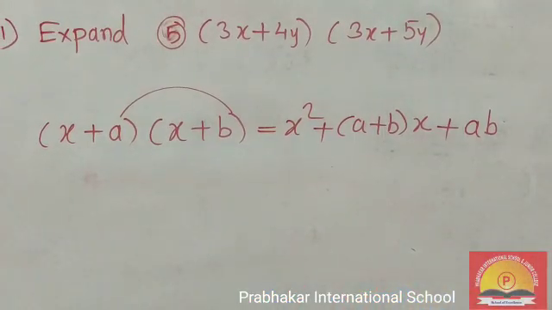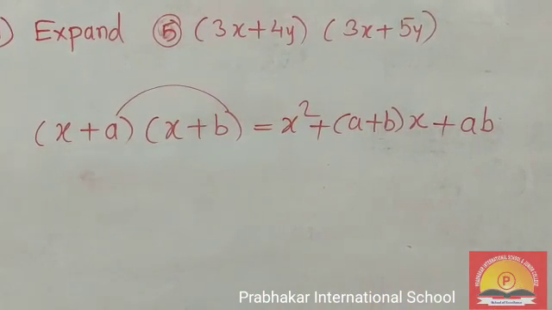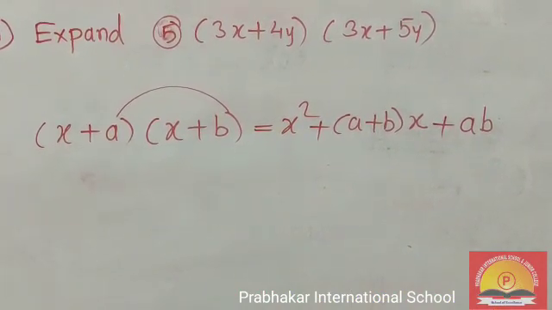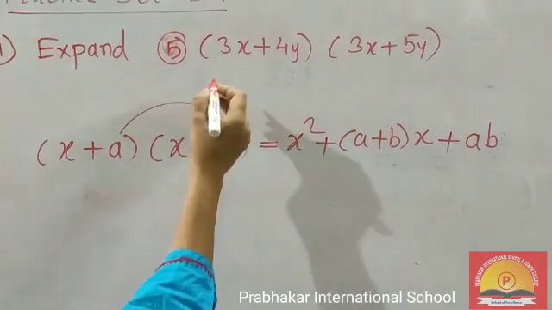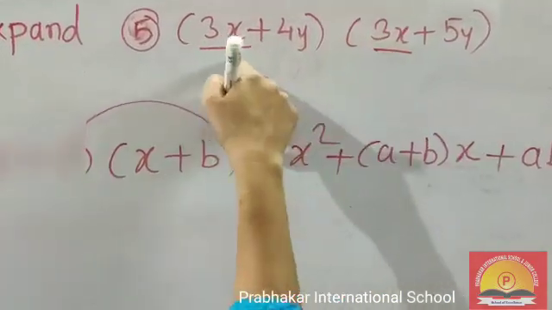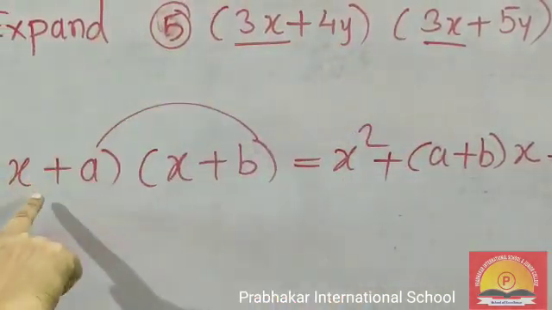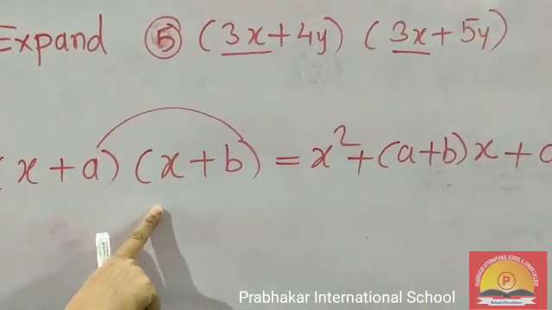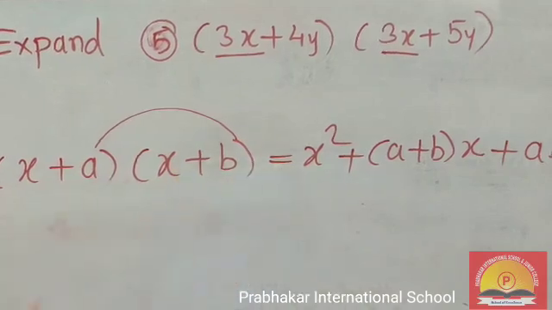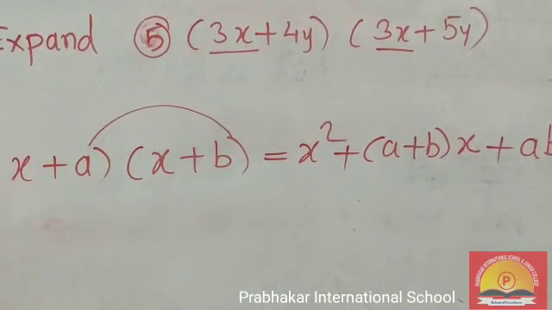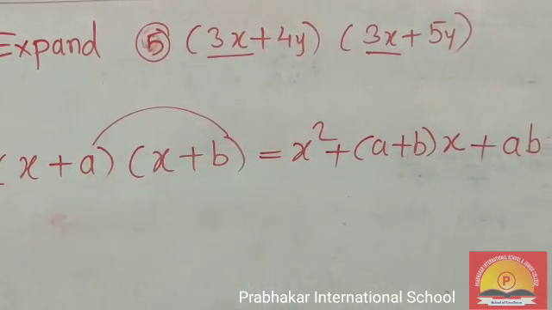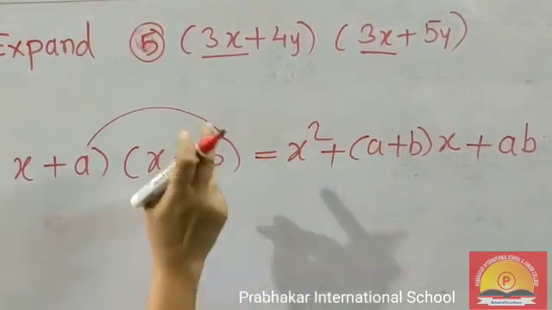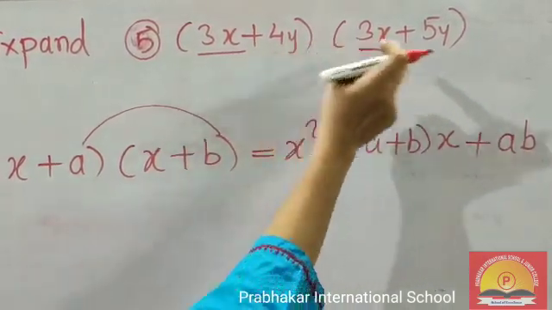Now we will solve question number 5. 3x plus 4y, 3x plus 5y. So you can see here one term is common, 3x and 3x. So again come to this formula. If one term is common in the binomials, then we can use this formula: x square plus (a plus b)x plus a into b. A and b are what? These are the uncommon terms.